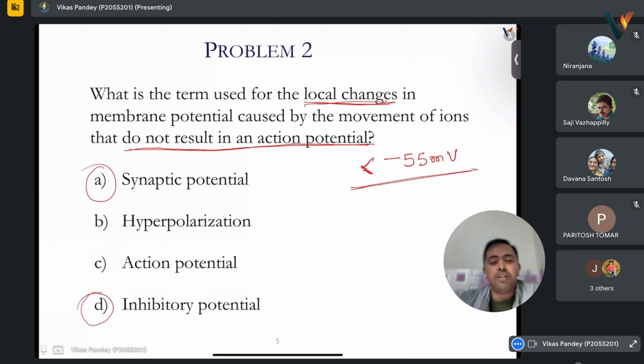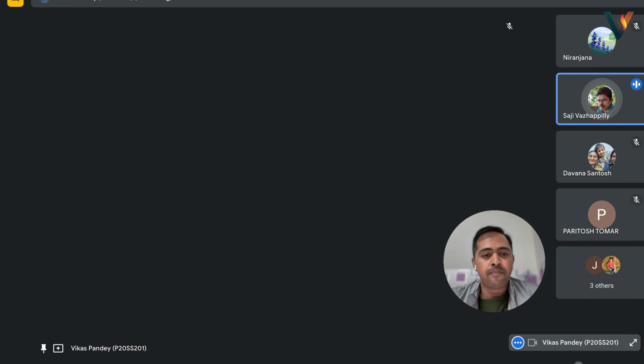So now let's discuss why inhibitory potential or why synaptic potential. Can you explain why you think it is? Actually, whenever the action potential is there, its probability will be reduced by inhibitory potential, and hyperpolarization is amplification. Actually, there is a chance for more action potential. So I think inhibitory potential will not result in the action potential.